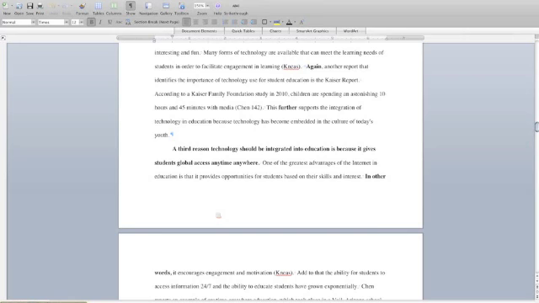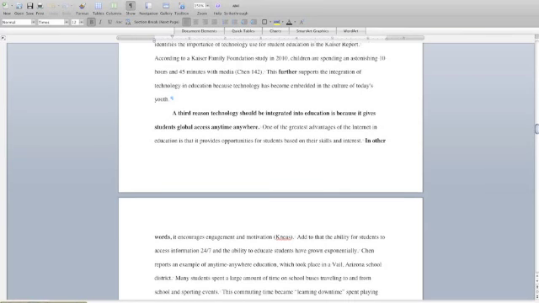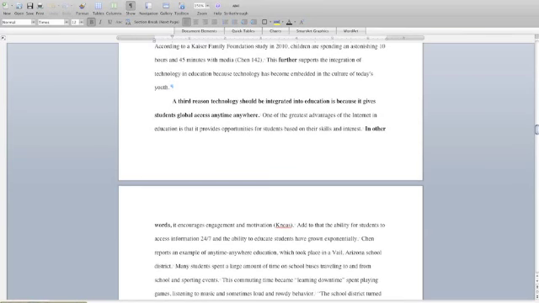We're still in the body. We reviewed 2 body paragraphs, 2 different reasons why technology should be integrated. Now let's look at the third. A third reason technology should be integrated into education is because it gives students global access anytime, anywhere. So the student has given yet a third reason technology should be integrated.